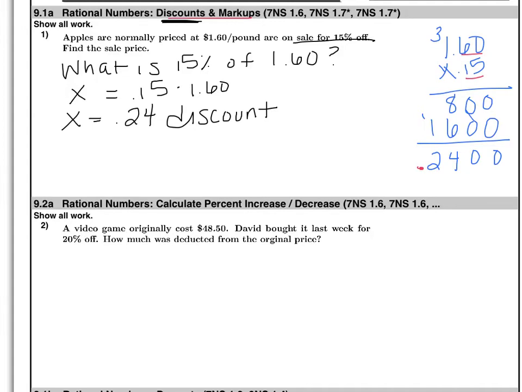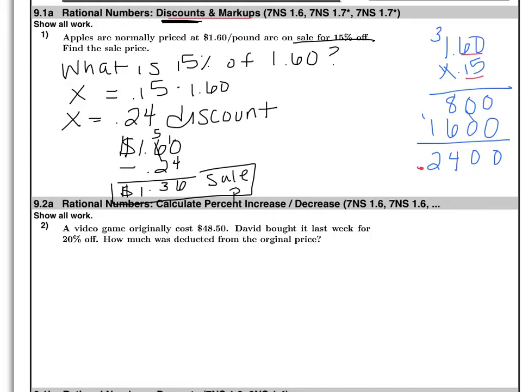And now to solve the real price and figure out how much they're going to be on sale for, I have to take my $1.60 and subtract the 24 cents that they're being discounted. And I'm going to need to borrow. So I end up with $1.36. And this is my sale price. And notice how I'm labeling things along the way and boxing my final answer.